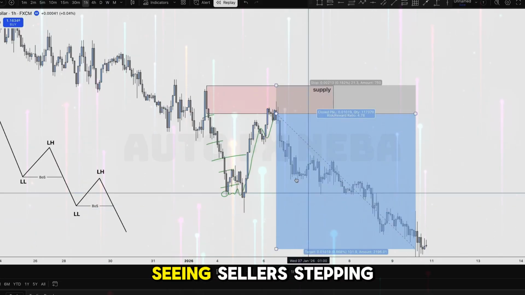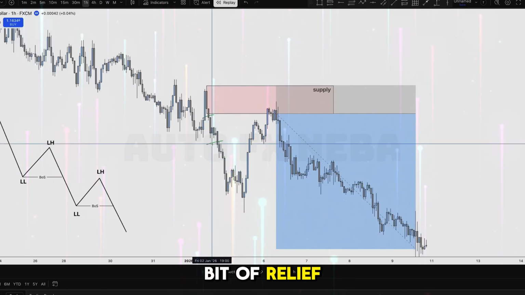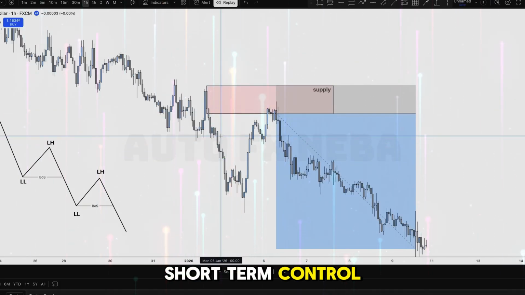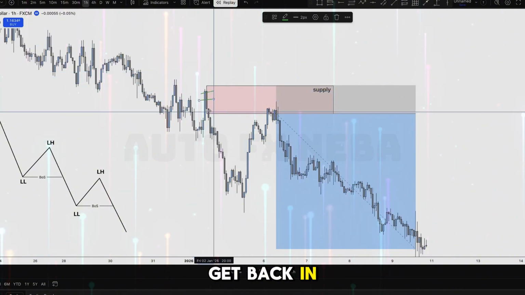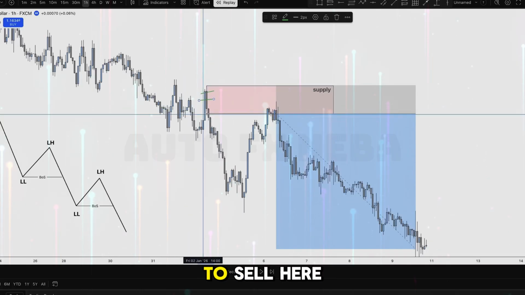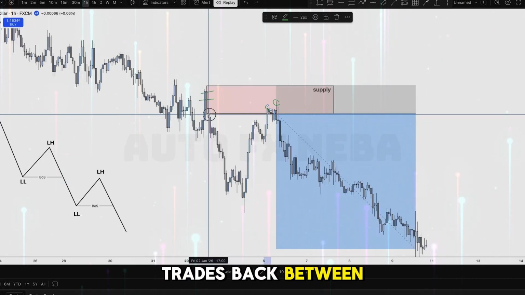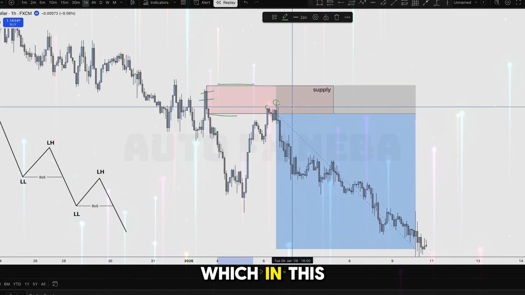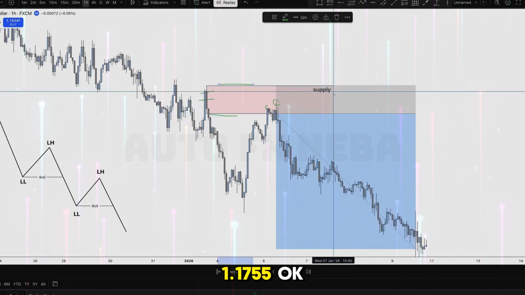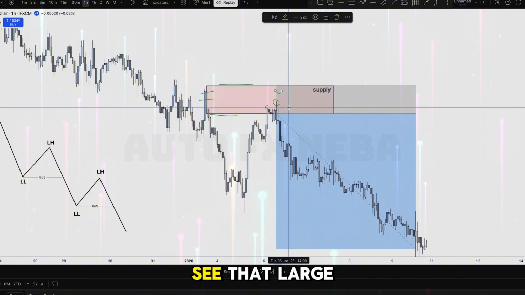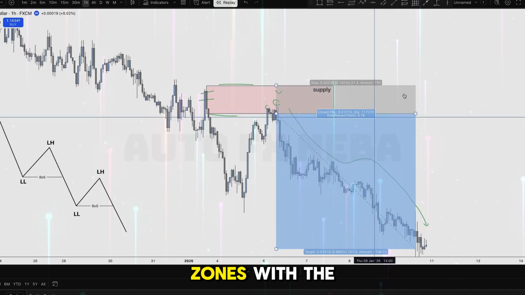We basically are seeing sellers stepping in at a given level. We then see sellers exhausted, a bit of relief in the market where buyers take short-term control. And once we re-meet a premium price, any sellers that maybe did sell here and want to get back in, or missed the chance to sell here and want to get into this market on the short side, they're rejoining when price trades back between those two premium price levels, which in this case will be between 1.1738 and 1.1755. We get back into there, we see that large selling move, and that's what you can capitalize on in a simple manner by using these zones with the trend.